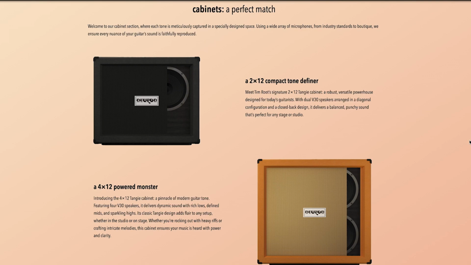Now with the cabinet, you can select which cabinet you want, what microphone you want on the cabinet, and then where you want that mic to be placed. You can also dial in room tone there, so you can get a little bit of a sense of the amp being in a space.